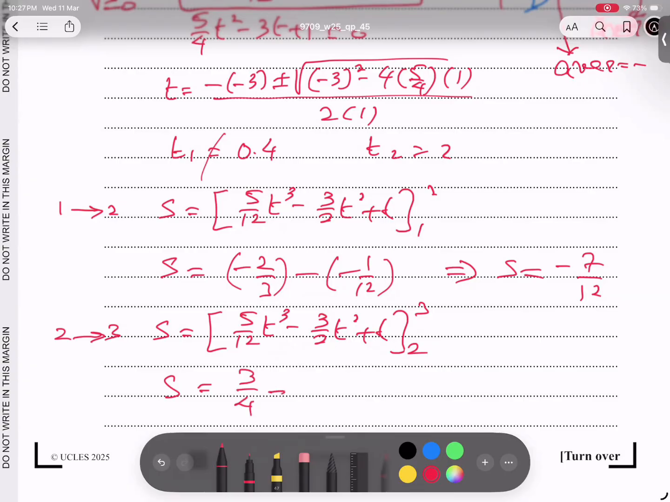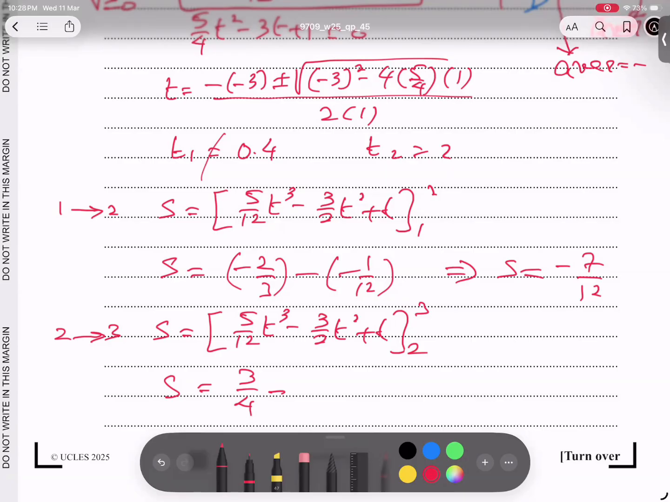So when I plug in 2, you know it very well, it gives us negative 2 by 3, but still I check: 5 divided by 12 into 8, minus 3 over 2 into 4, plus 2. Wait a minute, once again I check it: 5 divided by 12 into 27, minus 3 over 2 into 9, plus 3. I will check once again what I get. First part is okay.